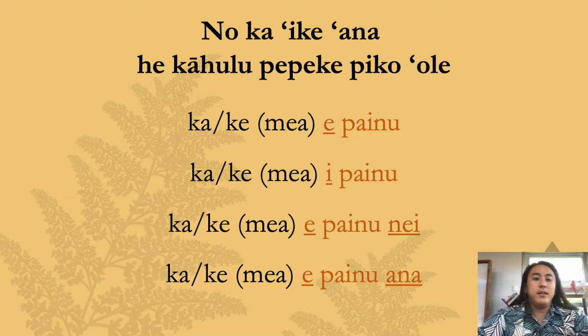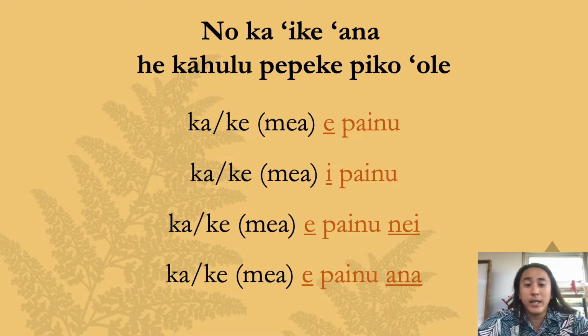E pāinu nei, a verb that's usually taking place close to you, in your vicinity, kind of like a presently. E pāinu nei and e pāinu ana. These two mark a not complete verb, a verb that's not finished being done. E pāinu ana is the most free of the verb markers. E pāinu ana could mean something in the future that's going to happen. It could mean something that's taking place right now.